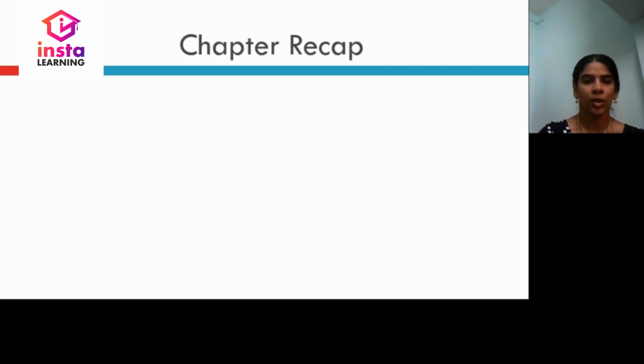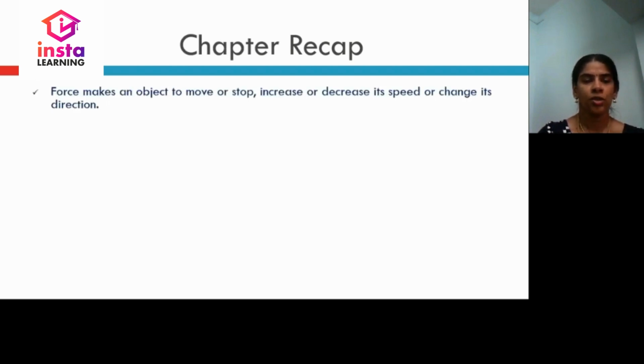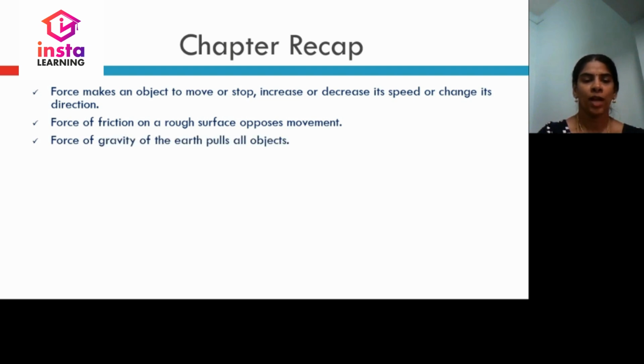Let us go for the chapter recap. Force makes an object move or stop, increase or decrease its speed, or change its direction. Force of friction on a rough surface opposes movement. Force of gravity of the earth pulls all objects. A magnetic force pulls an iron nail. Buoyant force is the upward push of fluids.